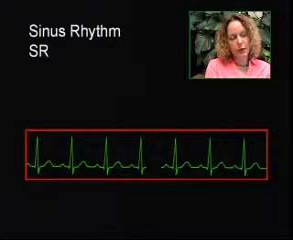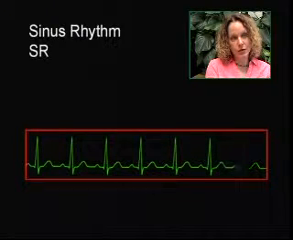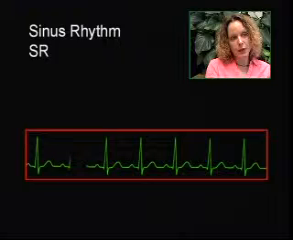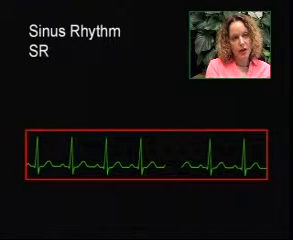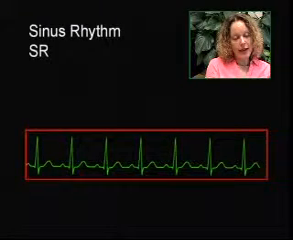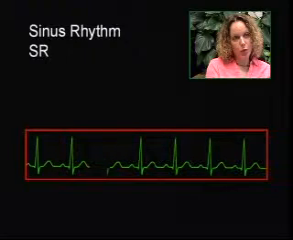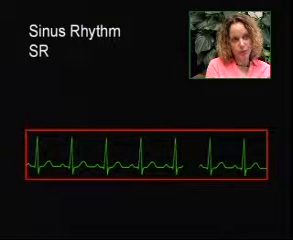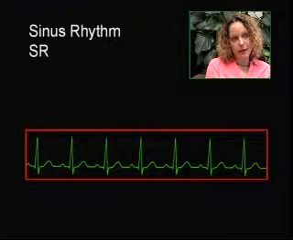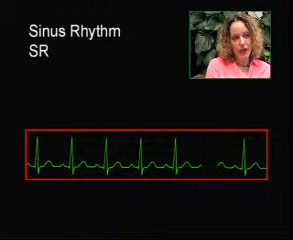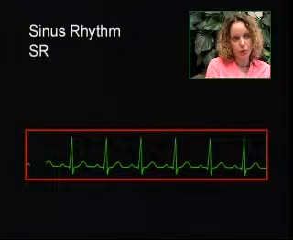So here we see a rhythm strip with sinus rhythm. And we can see that each P wave is uniform and regular. And a P wave comes before each one of the QRS complexes. And each QRS complex has a T wave at the end. And the T waves are also uniform.